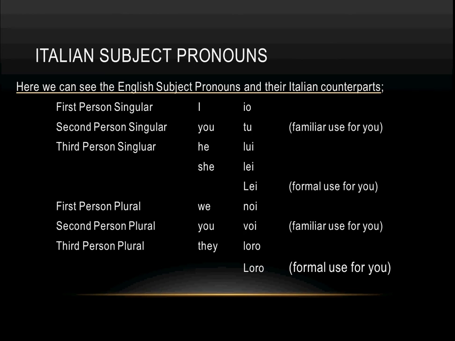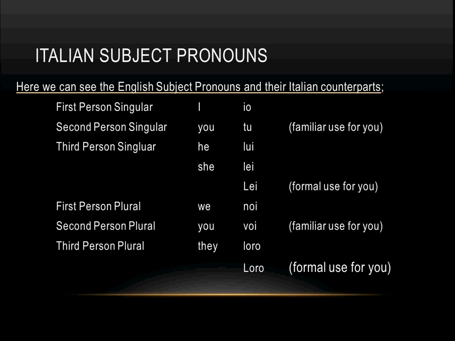The first person singular subject pronoun in English is I. In Italian, it's io. Second person is you. In Italian, it's tu. The third person singular for he is he or she in English. In Italian, it's lui, lei. And the formal you is lei.